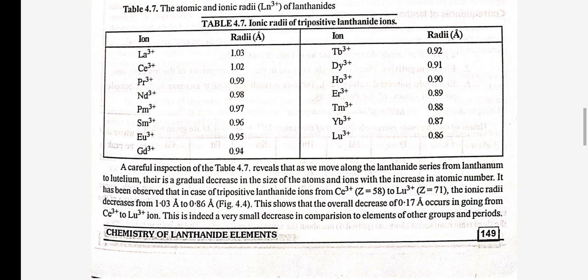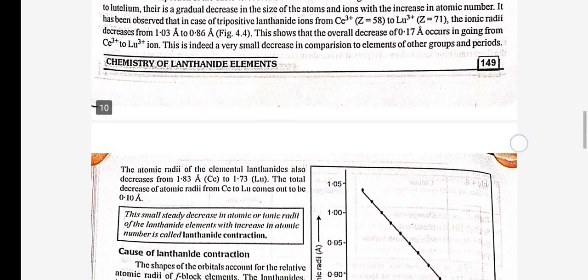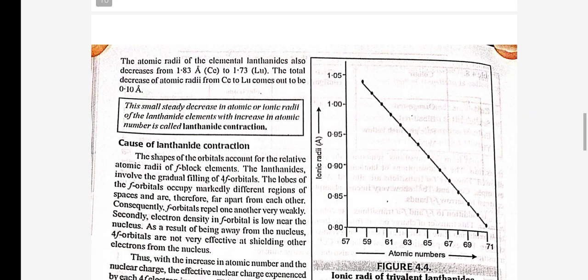This is indeed a very small decrease in comparison to the elements of other groups and periods. The atomic radii of the elemental lanthanoids also decrease from 1.83 angstrom. The total decrease of the atomic radii from cerium to lutetium comes out to be 0.10 angstrom. This small steady decrease in the atomic or ionic radii of the lanthanide elements with increase in atomic number is called the lanthanide contraction.